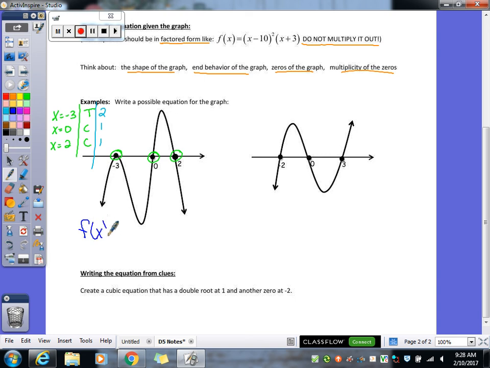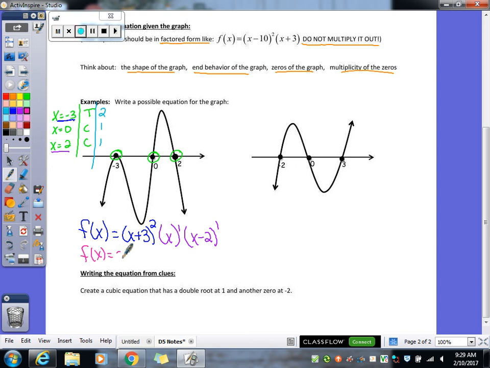So for my equation, I'm going to write f of x equals. When I put my root of negative 3 back in there, remember it changes signs, and it becomes positive. So that would be x plus 3 squared. Because remember, if I took x plus 3, set it equal to 0, I would get back to my negative 3. And then my x equals 0, well, I wouldn't write anything with it. It would just be x, to the first. And then my x equals positive 2 means it would be x minus 2, and then again to the first power. So that would be my possible equation for that graph: x plus 3 squared, x to the first, and then x minus 2.